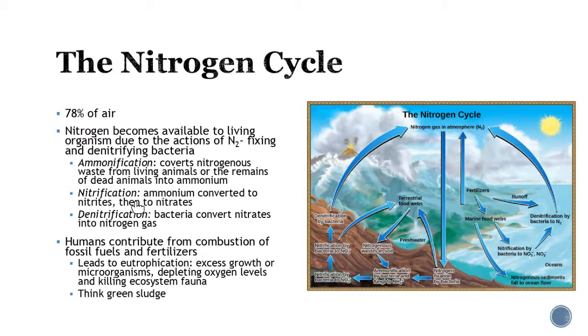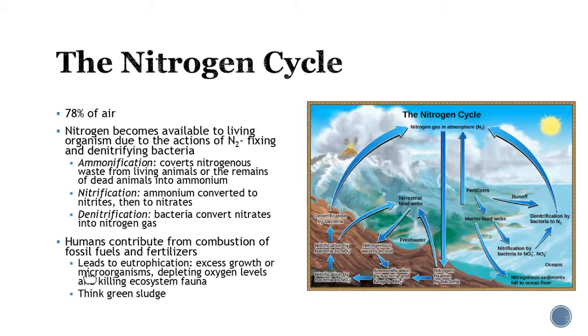They can go through nitrification, where they convert ammonia to nitrites and then nitrites to nitrates, and denitrification, where they convert nitrates into nitrogen gas. So a lot of work by the bacteria that are going to be doing this right here. But you see a lot of it going back into the atmosphere, then coming back down.